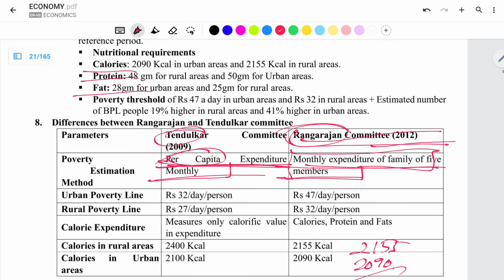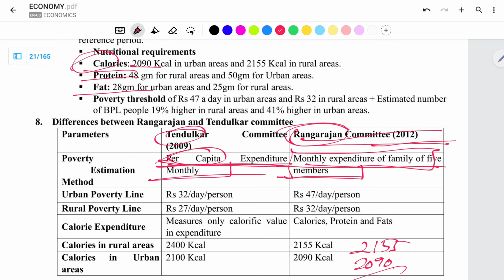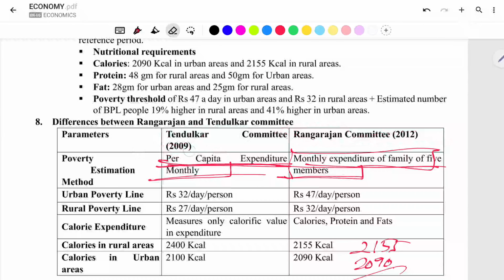Right. We have seen calories for urban and rural areas. Protein. Right. Protein, and then we have the fat as well. Now, protein and fat are greater for the rural. Protein is greater for the urban areas. Protein and fat are greater for the urban areas. Right. This is not needed.